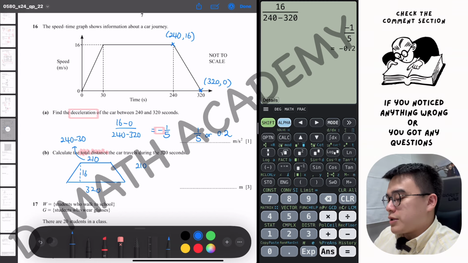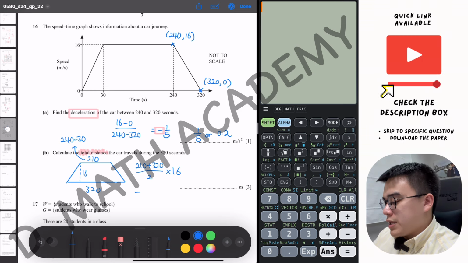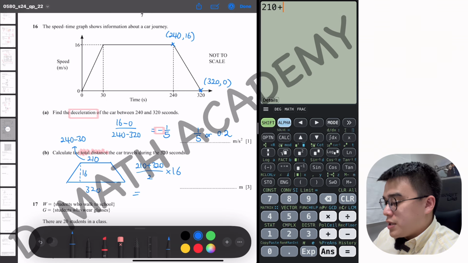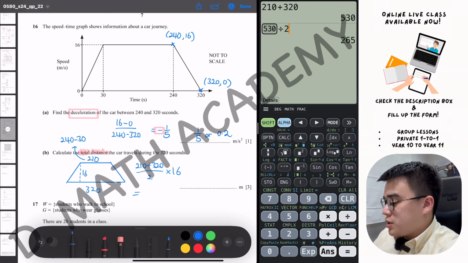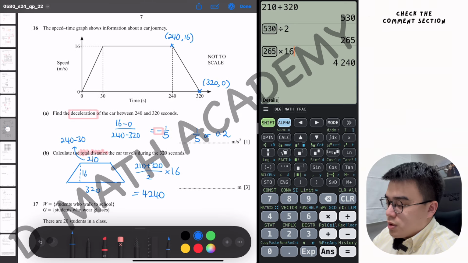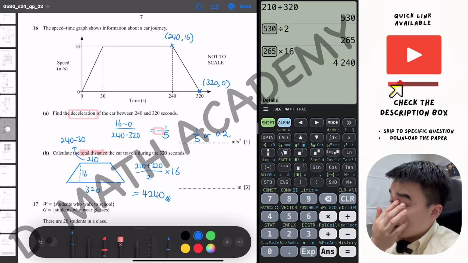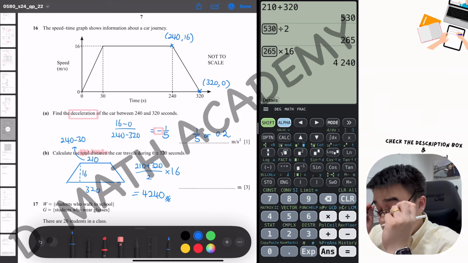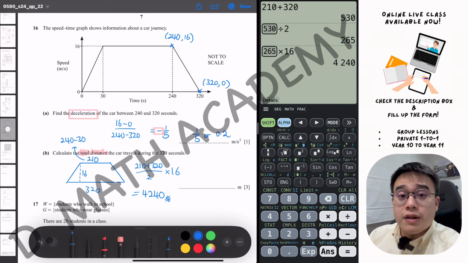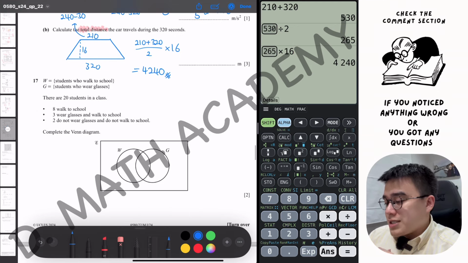The formula goes by the top horizontal plus bottom horizontal, divided by 2 and times the height of 16. So 210 plus 320, divided by 2, multiplied by 16, you will get 4240. And if I were to increase the mark, I will even test you to convert it into kilometers. But this right here will just be 4240 meters, and that's it. Okay, moving on to question 17.